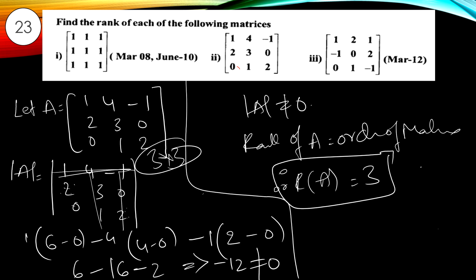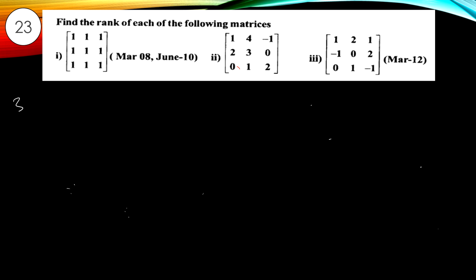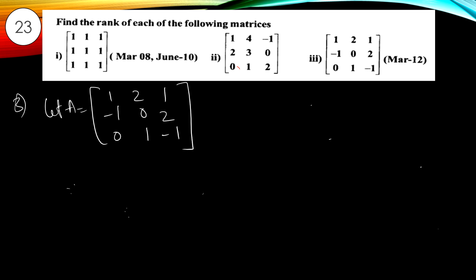Okay. So next quiz, the third one. Let A equal the matrix 1, 2, 1, minus 1, 0, 2, 0, 1, and minus 1. From this I am calculating the determinant of A. So det of 1, 2, 1, minus 1, 0, 2, 0, 1, and minus 1. From this I am calculating the determinant.